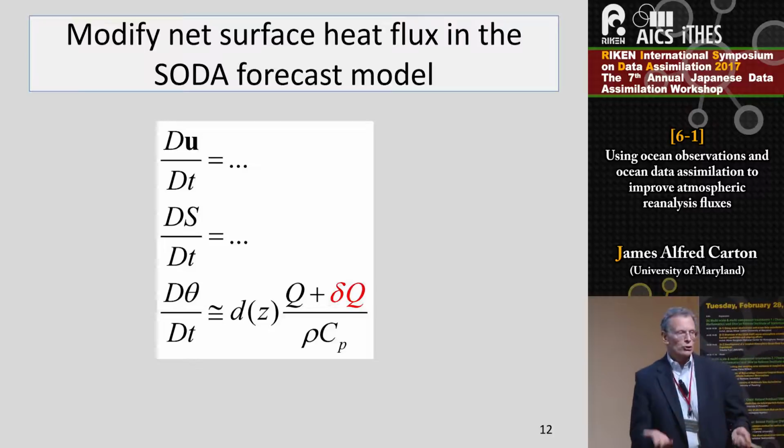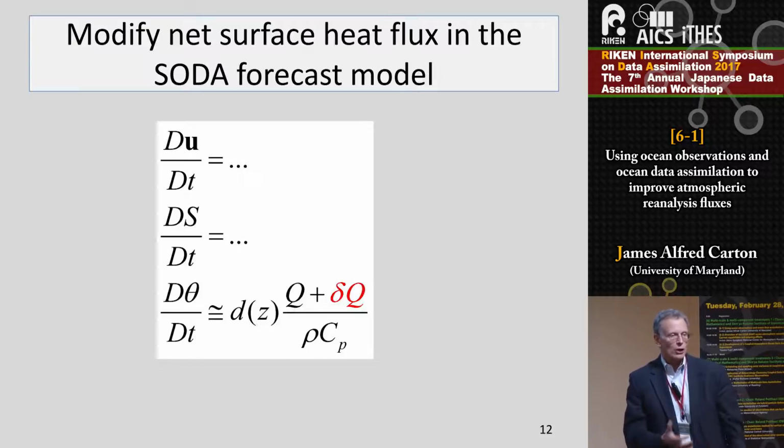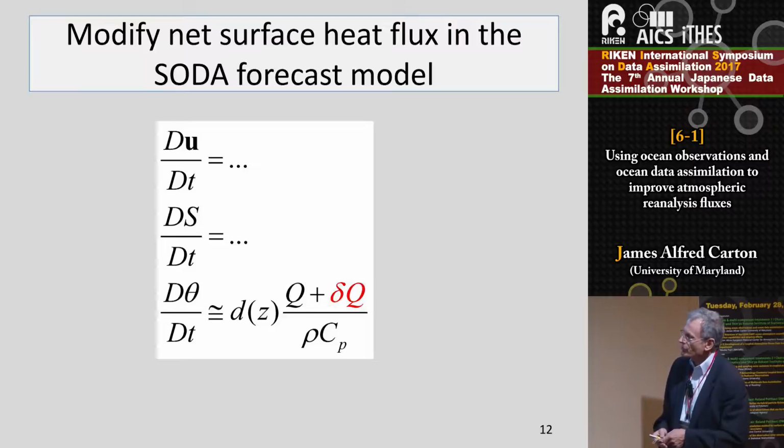Now I propose my solution. So my solution is to infer from the ocean observations the corrections that we need to impose on the atmosphere, on the atmospheric flux. And of course, I showed you what the misfit was, so it's very easy to simply compute a seasonal cycle from those misfits and then put that back into the atmosphere. And so here it is right here, that red delta Q.